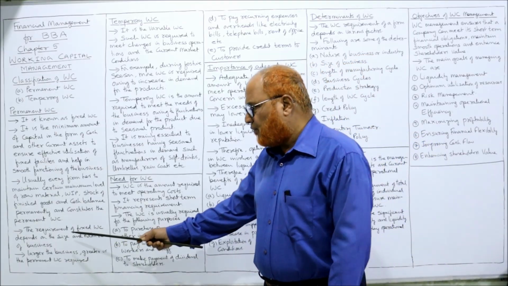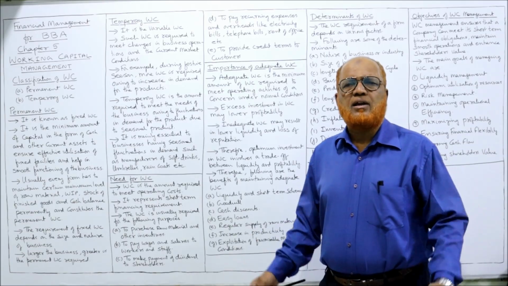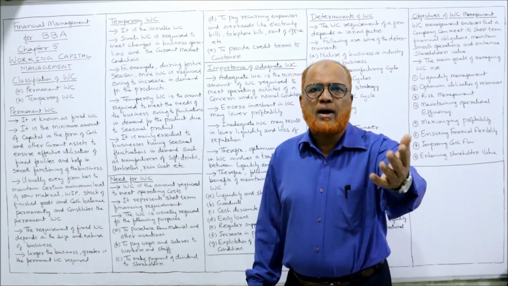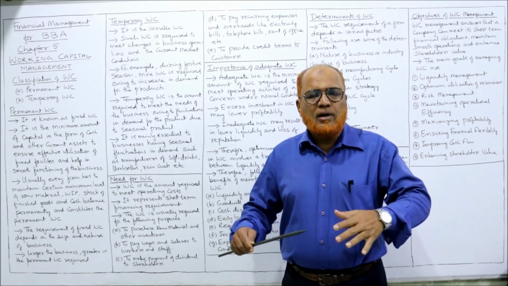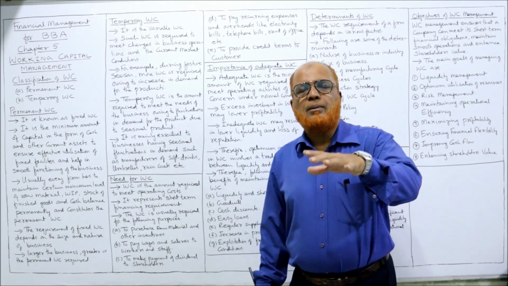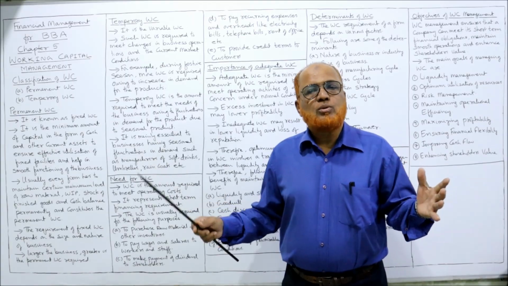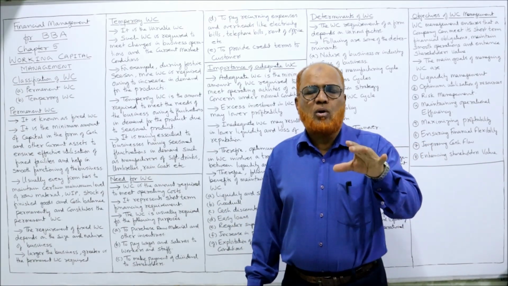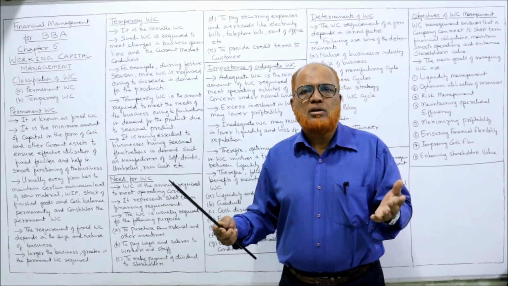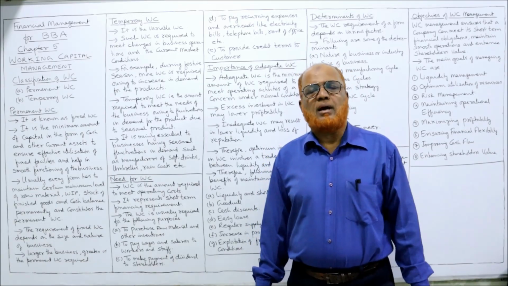The requirement of fixed working capital depends on the size and nature of the business. We have different categories of business like manufacturing business, trading business, service providing business. Accordingly, the permanent amount of working capital depends on the size of the business. If the business is large, more working capital. If the business is small, less working capital. Nature of business, manufacturing, trading, or what? All these factors will affect the permanent working capital.